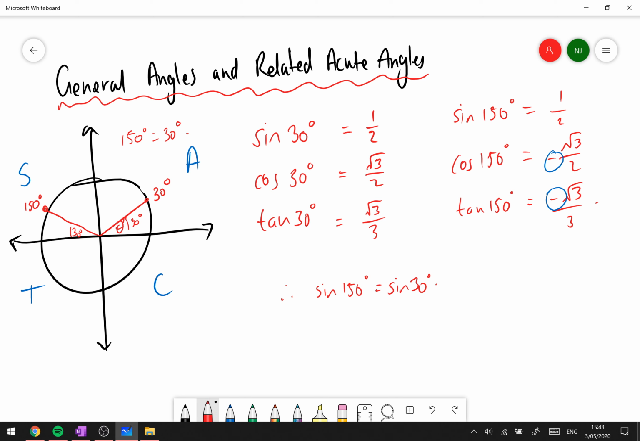So how do we make them equal? Well, if sine of 150 degrees is equal to sine of 30 degrees, how can I make cos of 150 degrees equal to cos of 30 degrees? What can I do to this to make it equal to cos of 30 degrees? How do I change a negative to a positive? It's pretty easy. I just multiply it by -1. So cos of 150 degrees is equal to negative cos of 30 degrees.